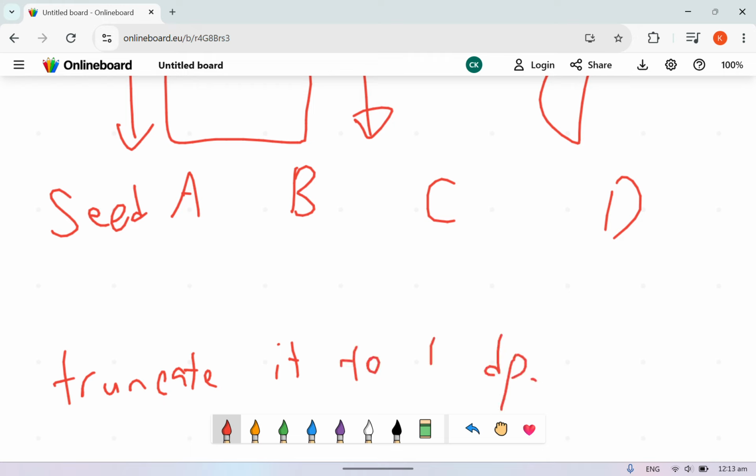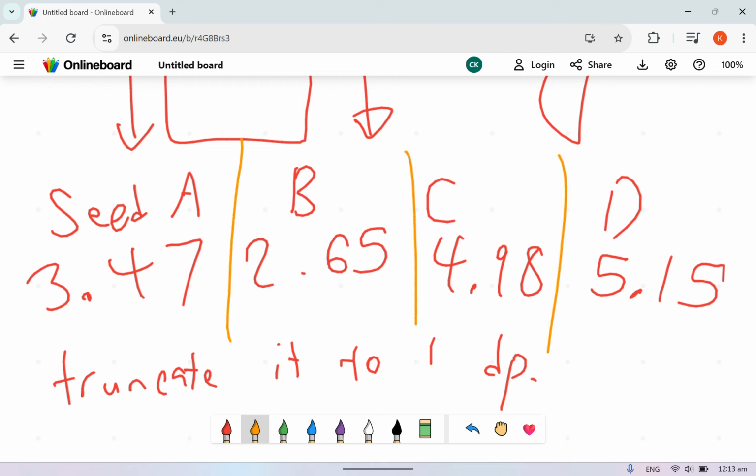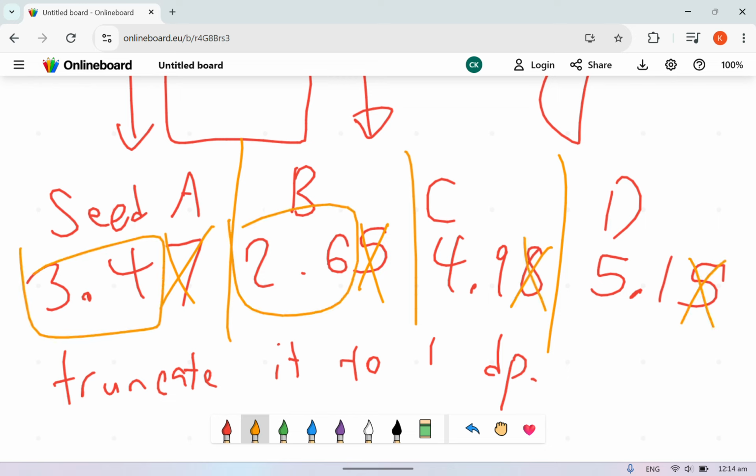Okay, it's not cheating, alright? Chill out, it's not cheating. So for seed A, it took 3.47 seconds. Seed B, 2.65. Seed C, 4.98. Seed D, 5.15. So I'm gonna make it super simple. Do it yourself, guys. Okay, pause the video, try it out. Okay, so seed A answer, seed B answer, seed C answer, seed D answer. That's so easy. Truncating is so easy.